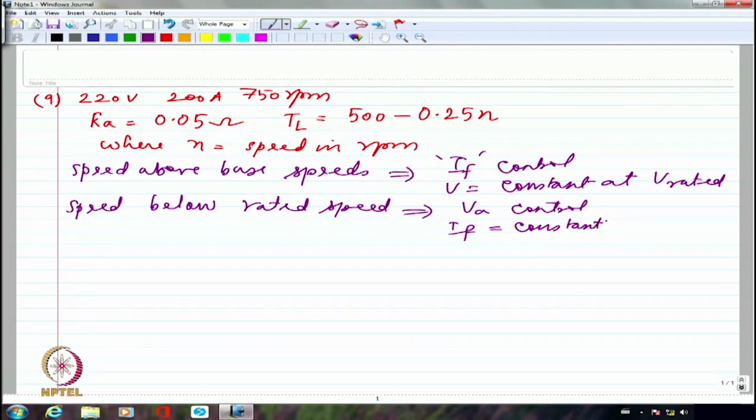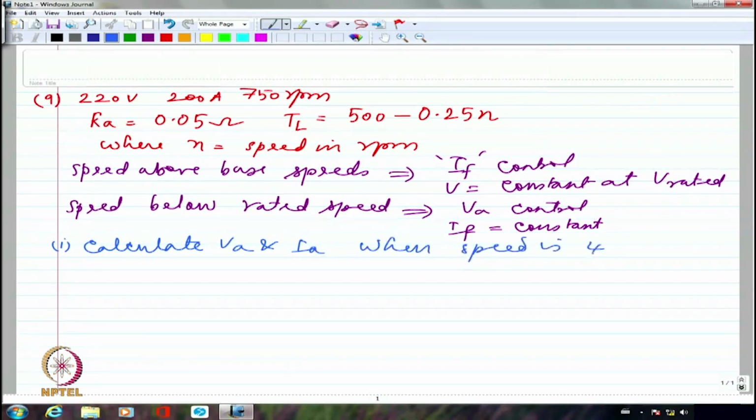Okay? And what is being asked is: calculate VA and IA when speed is 400 RPM. That's what it starts with. Okay, so first of all, let us try to calculate it under rated condition. Right? So let me first solve for the rated condition.